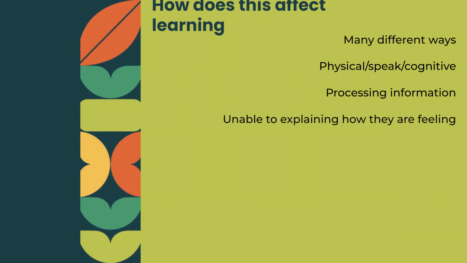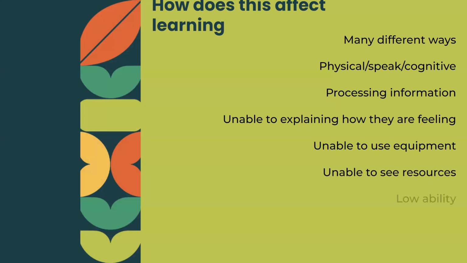And also, like we said with ASD students, they may not be able to explain how they are feeling. So it's about understanding their different clues and their visual clues and being able to work around that. So being able to understand how your student is feeling when they can't necessarily explain it. And some students may not be able to use certain equipment, so it's about planning around that, or they may be unable to see resources. So again, you need to be planning your tutoring to fit them.